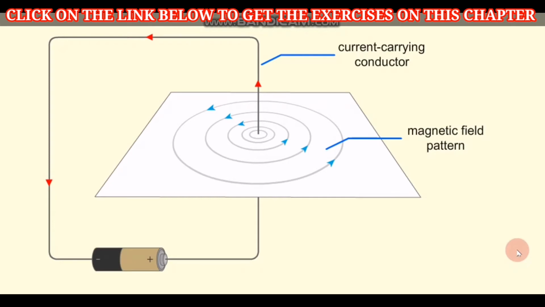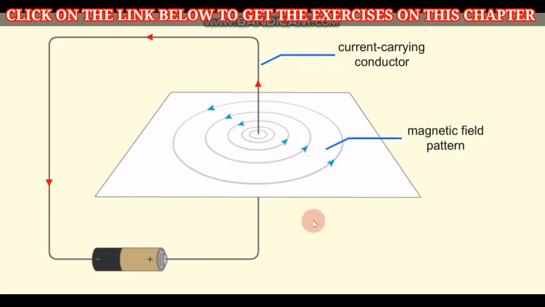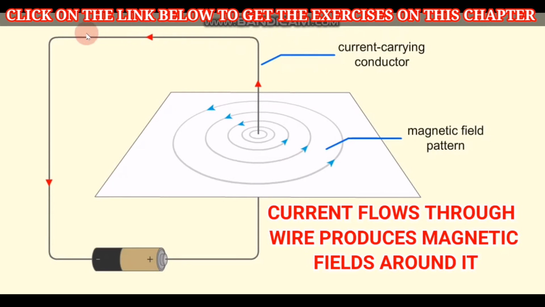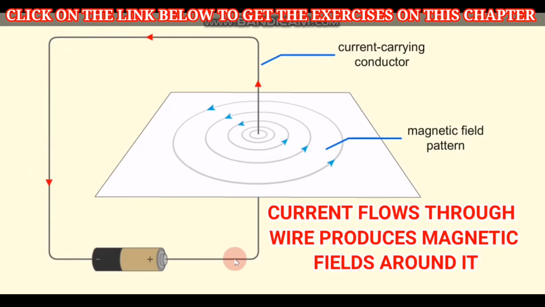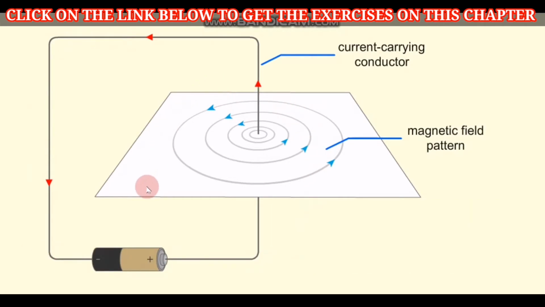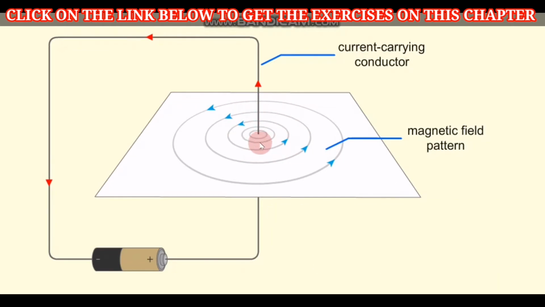And in this diagram, let's take a look at what will be the magnetic field pattern due to current. When a current passes through a conductor, it produces a magnetic field around that conductor. For example, this is a straight wire which is a current carrying conductor. It is connected to a cell, and the red arrow shows the direction of current flow in the conductor. As you can see on the white paper, the magnetic field pattern of the conductor is in concentric circles.